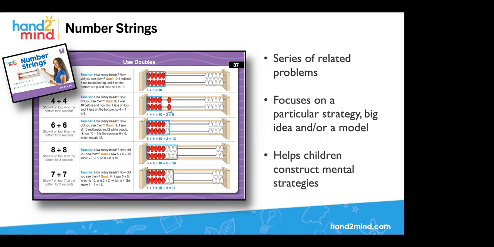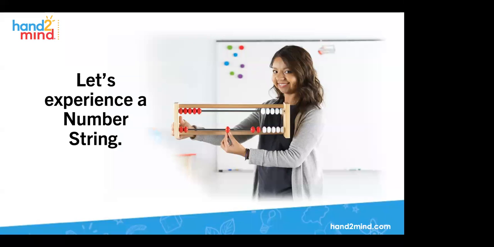You as the teacher will be modeling the children's thinking using demonstration manipulatives, and you're going to be teaching these appropriate strategies through repeated practice about 3 to 4 times per week. So let's experience a number string. For this particular number string, the topic is going to be using doubles. This is a first grade number string, and the demonstration manipulative that I'm going to be using is a rekenrek.